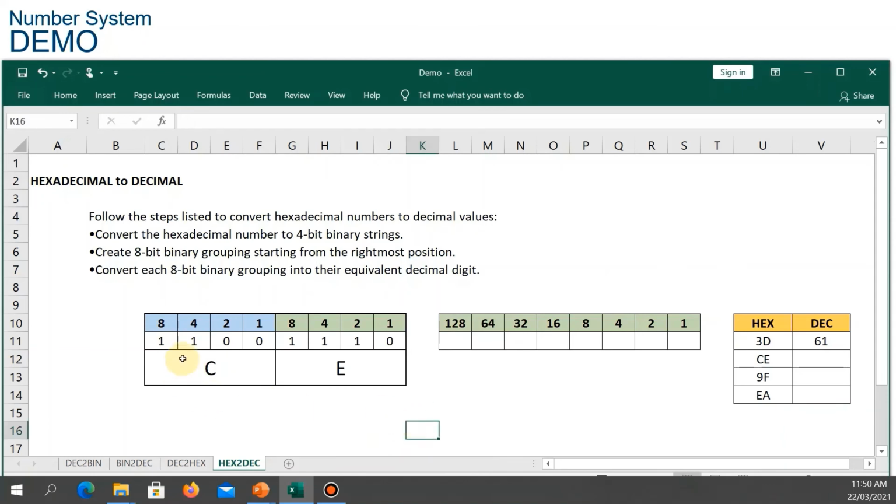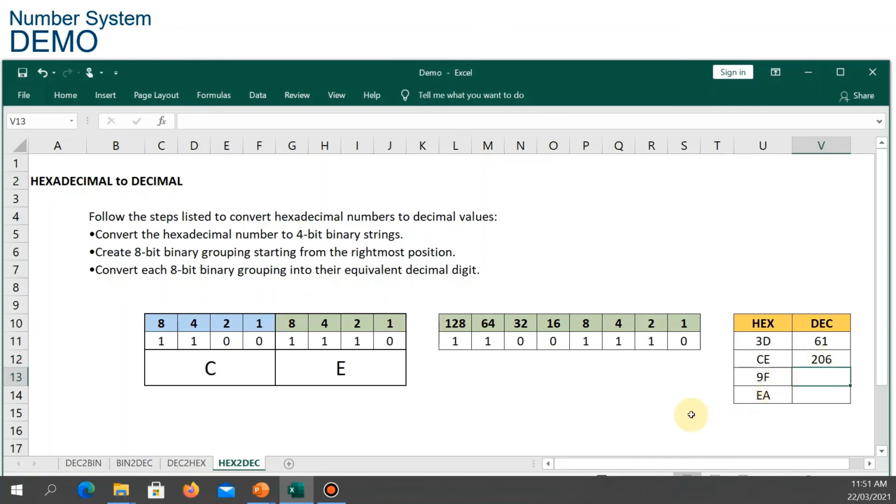So therefore, we already have an 8-bit binary grouping, which is 1 1 0 0 1 1 1 0 from this binary digit here. Again, we just have to add all the positional values having a 1 binary bit there. So that would be 128 plus 64 plus 8 plus 4 plus 2. That would give us 206.